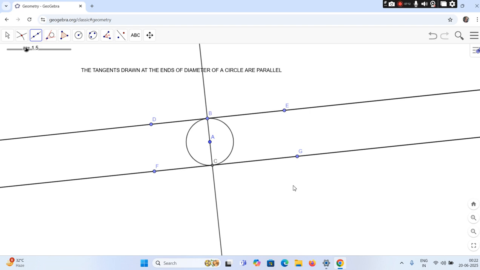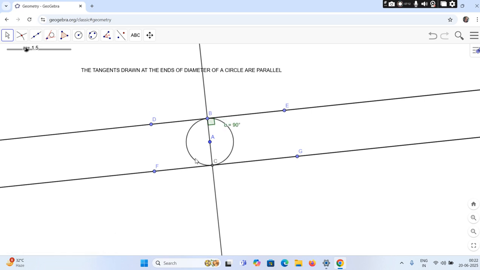So let's measure the angle EBA. So what do you see? This angle is 90 degrees. The angle is 90 degrees.